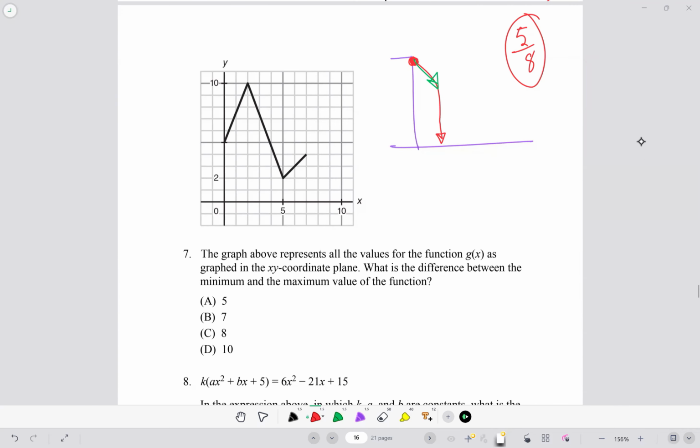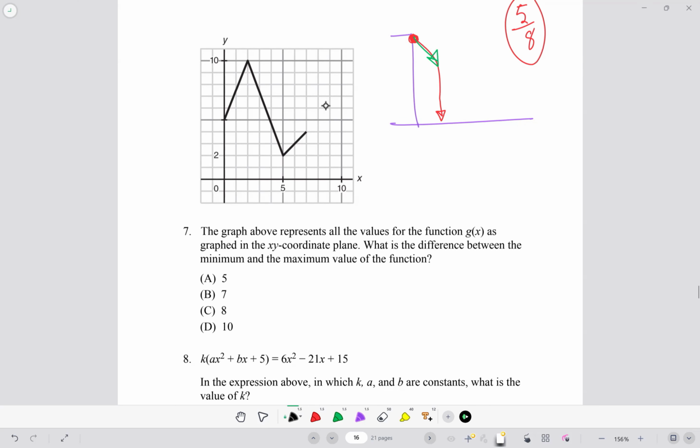Look at problem number 7. Problem number 7 says the graph above represents all the values for the function g of x, as graphed in the xy coordinate plane. What is the difference between the minimum and maximum value of the function? The maximum value is this, right? And the minimum value is this. You just need to subtract to find the difference between the minimum and maximum value.